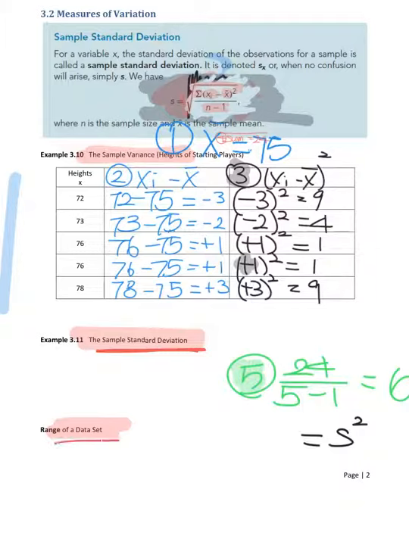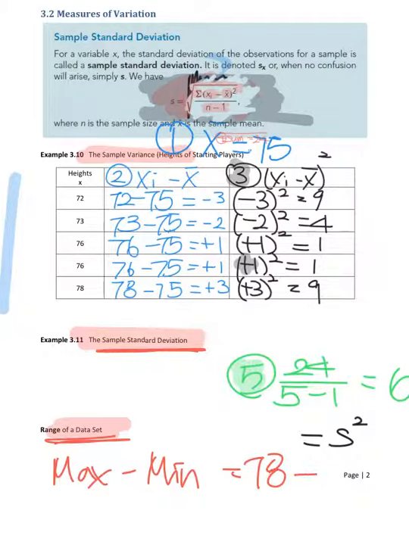And the last one is a range. The range is a very simple one. The maximum minus the minimum. The biggest value minus the smallest one. Who was the tallest one? Actually, we had 5 heights. Who is the tallest one? 78 minus the shortest one? 72. Then how much will be the range? 6, yes.